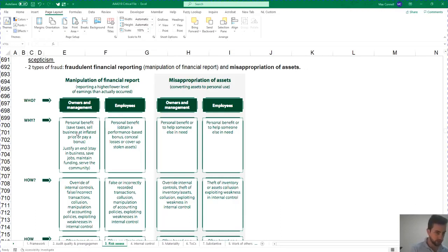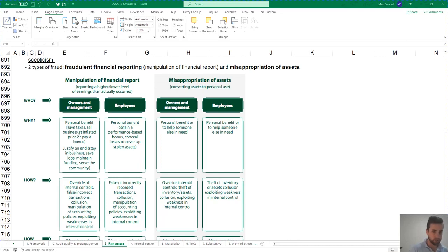To save taxes, to sell a business at an inflated price or pay a bonus. Justify an end, e.g. stay in business, save jobs, maintain, etc. For employees, it might be to obtain a personal benefit, e.g. performance-based bonus, conceal losses, or cover up stolen assets.